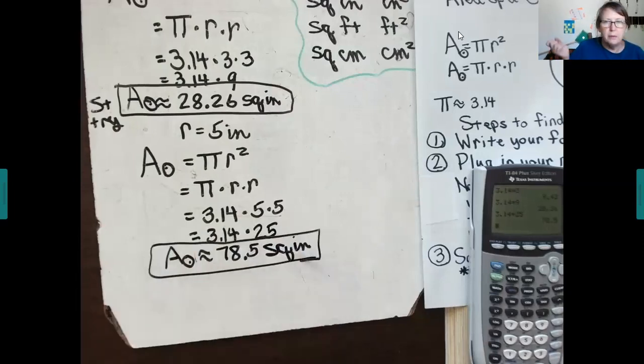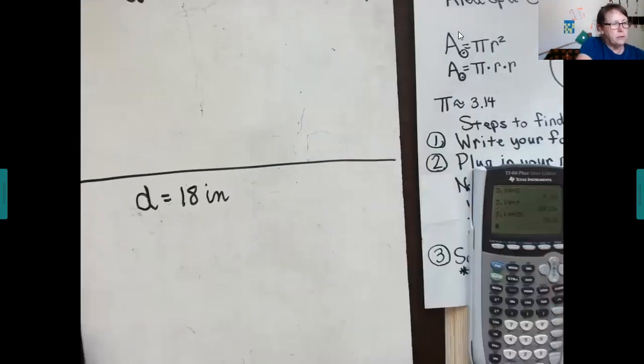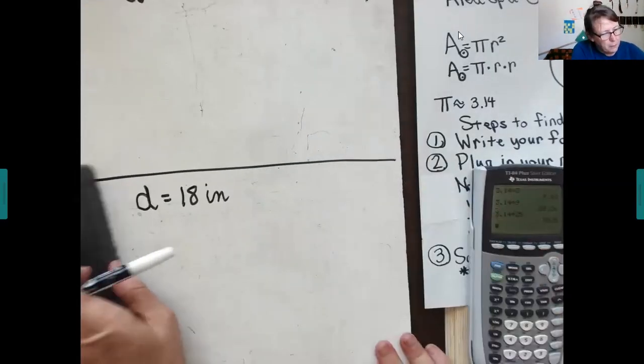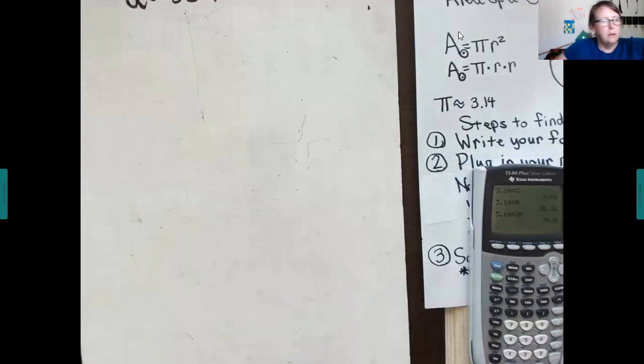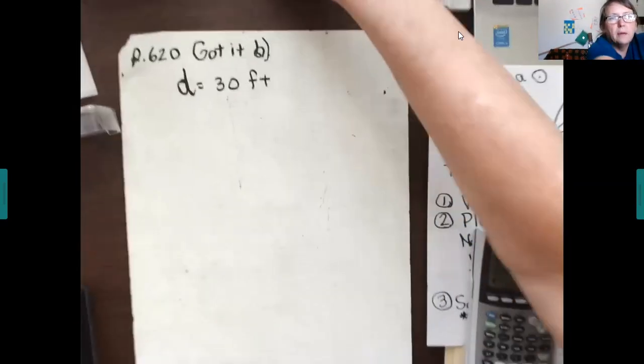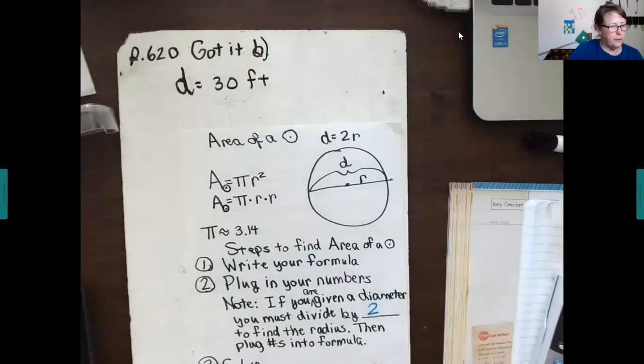Again, think of that tabletop, that circular tabletop. And you want to put the pad on it, or you want to cover it for some reason. Now let's slide to looking at, this is probably all we'll have time for, just one example. But what happens if you have the diameter and not the radius? What do the rules say?